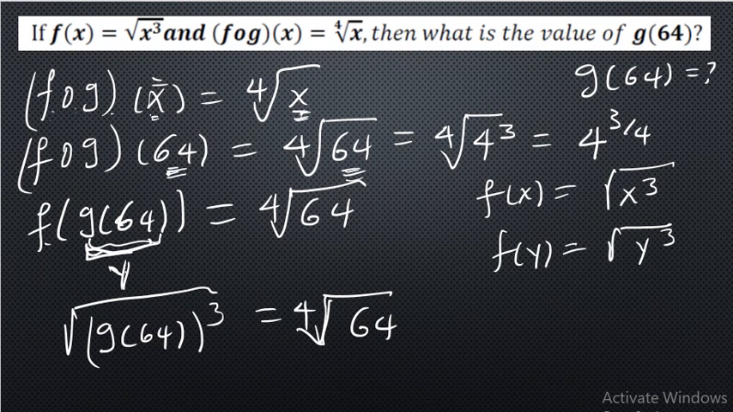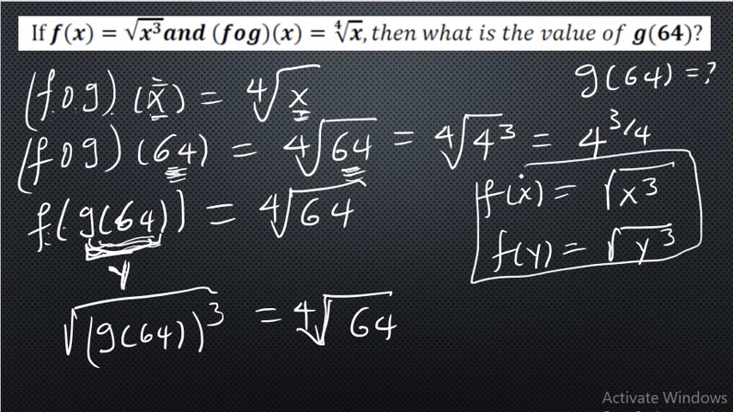So what did I do? We made it 64. The reason? Because we are looking for g of 64. So when I make the x as 64, the right side also will be 64. In the next step, I compose it. f of g of 64 is equal to the 4th root of 64. And then g of 64 we can consider as y, because f of something, that something will be considered as y. Then we replace this in the square root, because what does the f function do here?